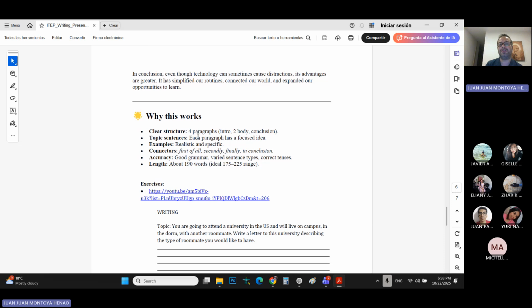So clear structure, four paragraphs: an intro, two body paragraphs, and a conclusion, right? Four paragraphs. Topic sentences. Each paragraph has a focused idea. An example, be realistic and specific. Connectors like we mentioned, first of all, secondly, finally, I strongly believe, I disagree, I personally believe, or things like that. Okay, and the length 190 words in this case. The ideal is 175 to 225 for part 2.